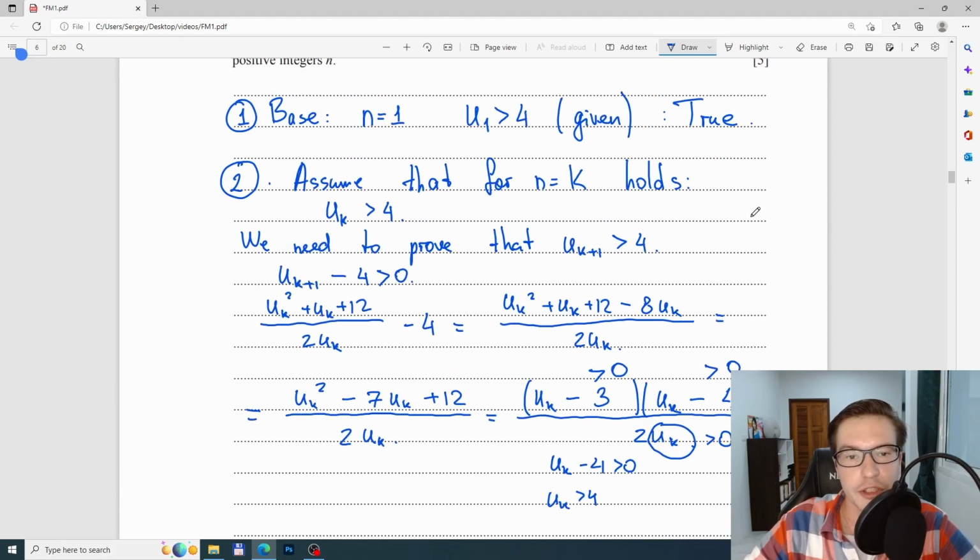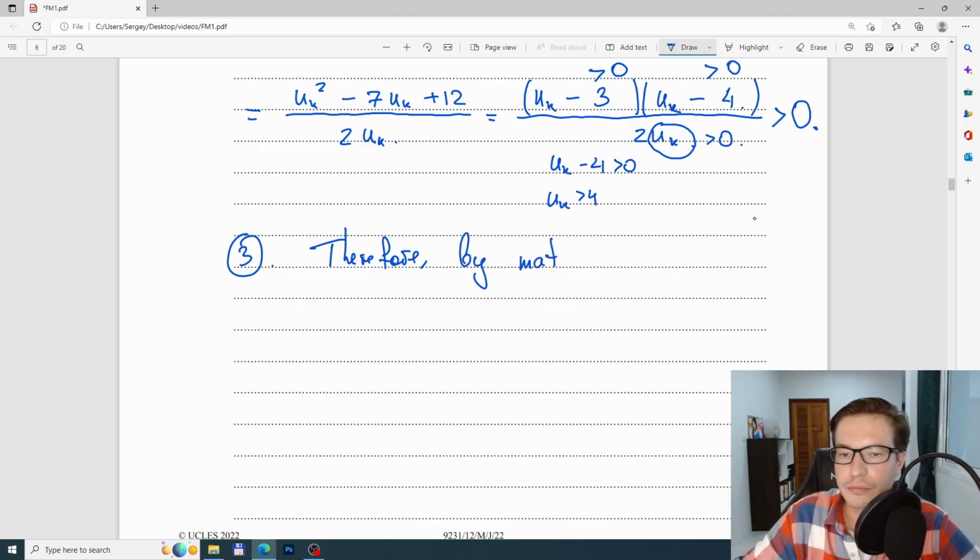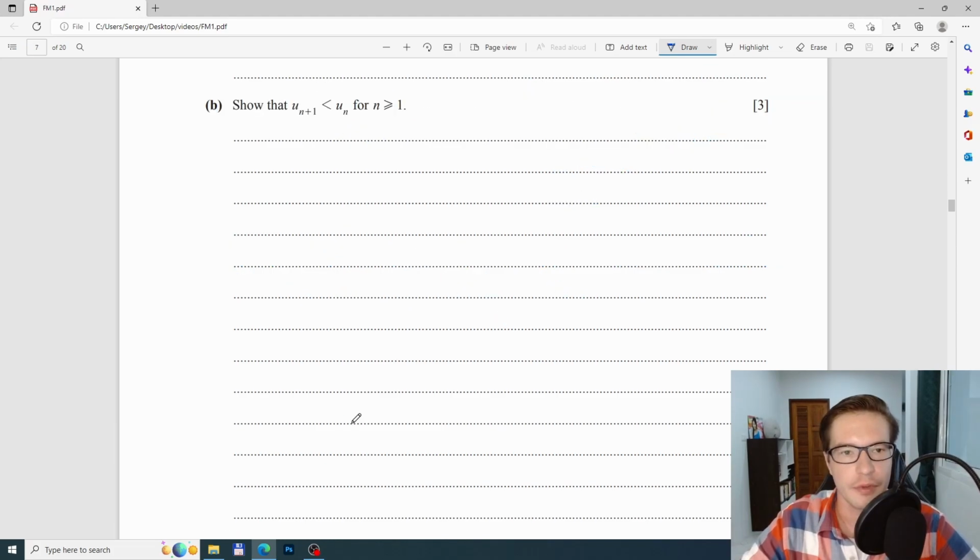Okay, so that's actually what I had to prove, and the only step I have left is to write the conclusion. I will say therefore, by mathematical induction, un is bigger than 4 for any n. That's it. Okay, next question.